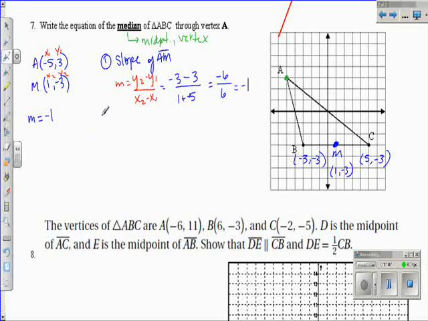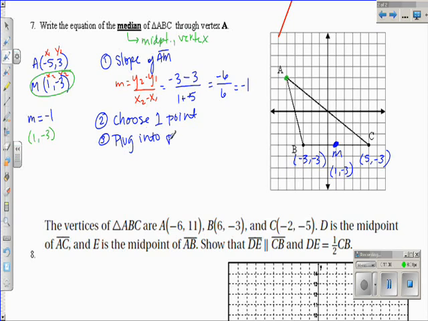Now I'm going to choose one point. Choose one of the points. It doesn't matter which one you choose. Okay? Pick the easier one. I'm going to go ahead and pick 1, -3. So my ordered pair is 1, -3. Now, the third step is going to be plug into point slope form. Plug into point slope, which is y minus y1 equals m times x minus x1.